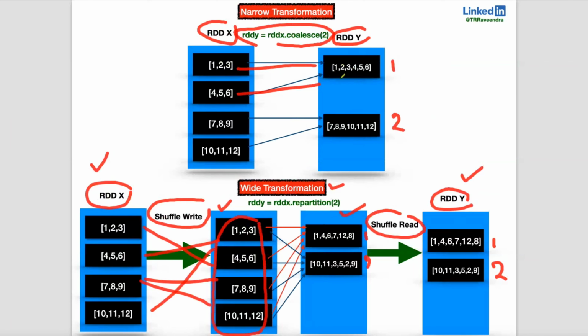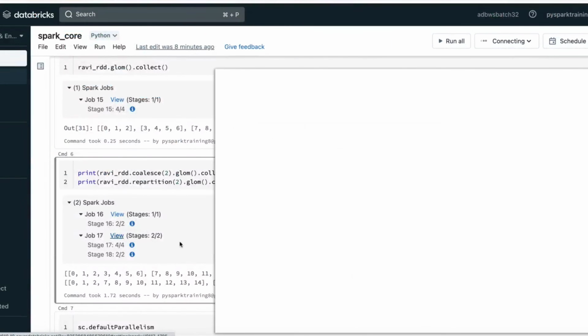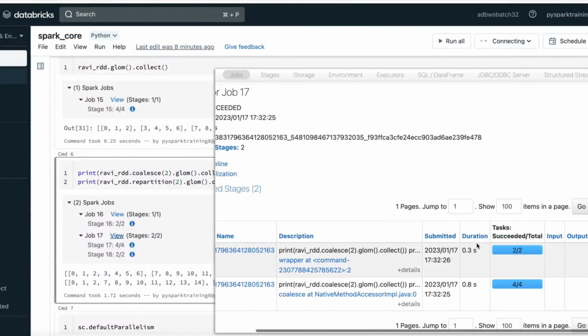Shuffle write, shuffle read. Those steps you can find here. If you go to the view, you can find this. Any wide transformation, if you verify, you can find this. If you find any shuffle write, shuffle read, that is a wide transformation, and it will go with the two-stage operations.